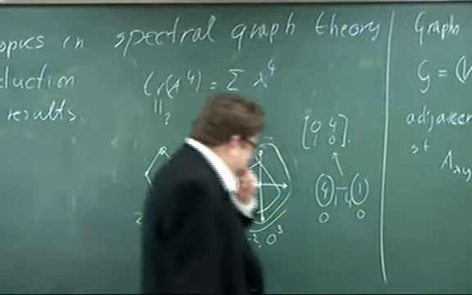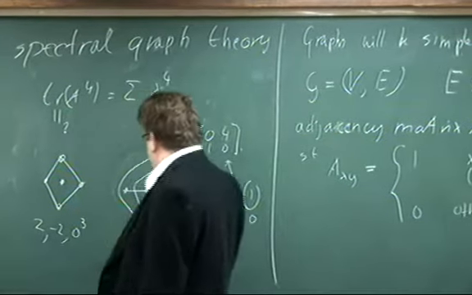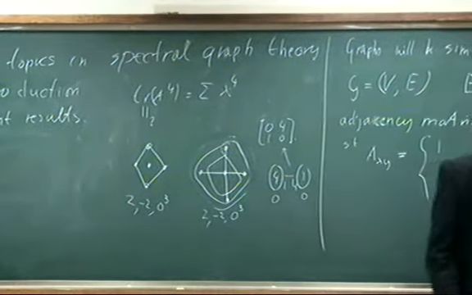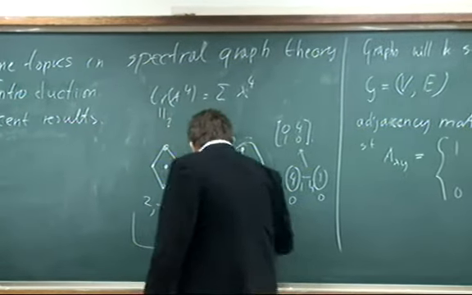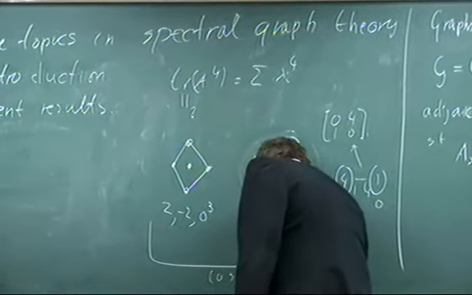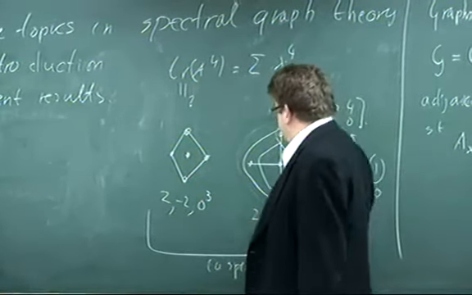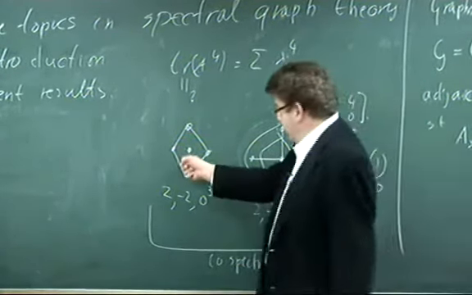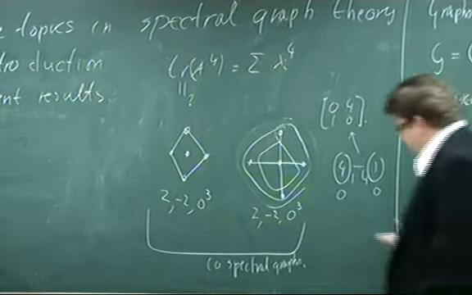But the reason why I draw this is that here they have a 4-cycle, and this graph has no 4-cycles, but they have the same spectrum. So they are called cospectral graphs. You also cannot see connectedness from the spectrum, because this graph is disconnected, it has 2 components, and this has 1 component, and they still have the same spectrum.